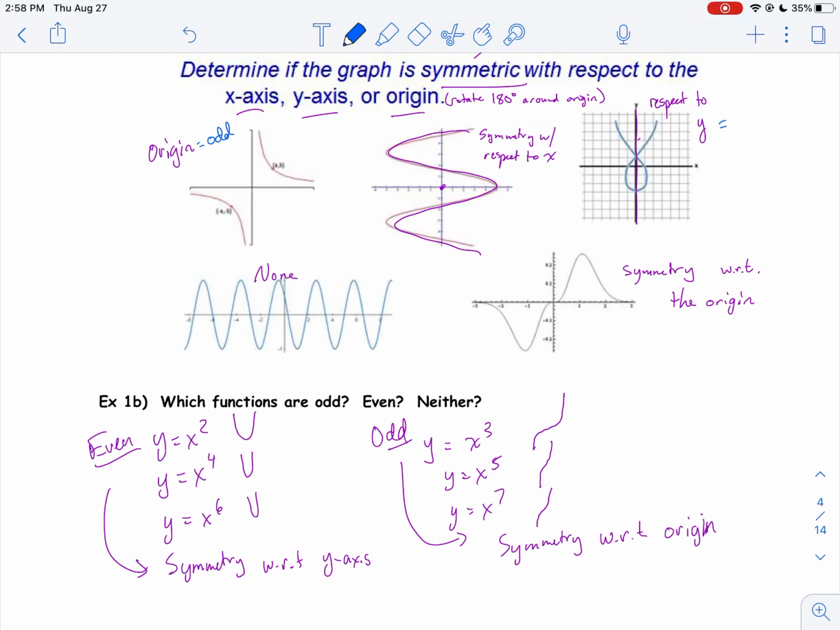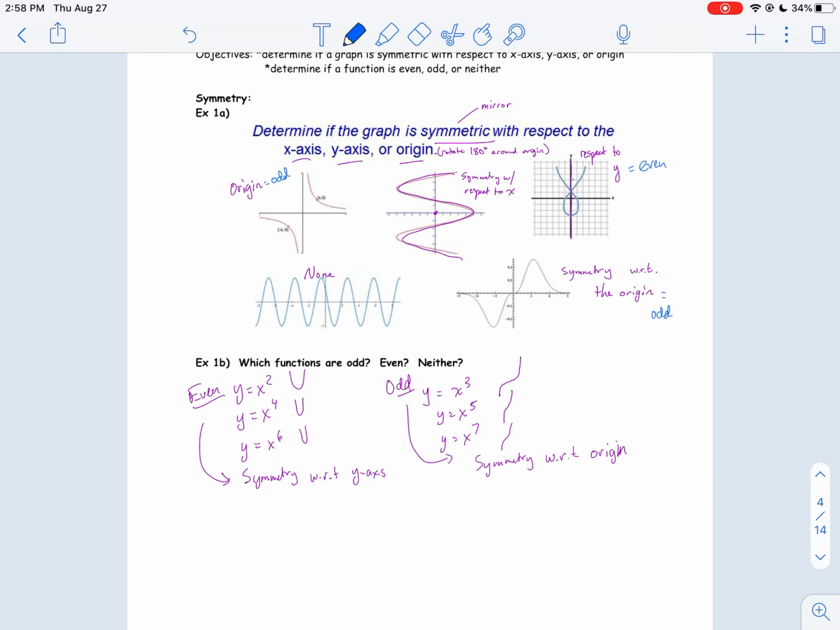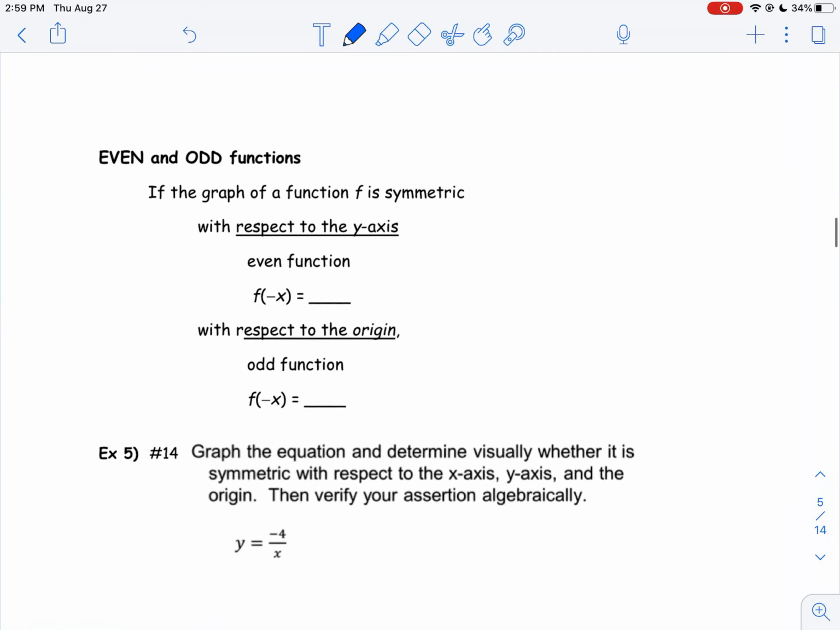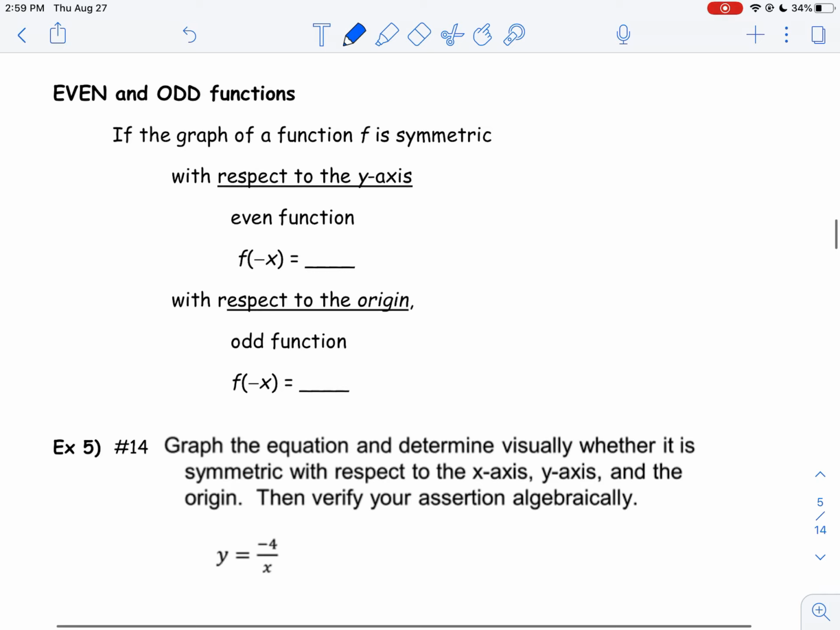This is going to be an even function, even though it's technically not a function, even relation. And this is an odd function. The rest are all neither. Neither. All right.